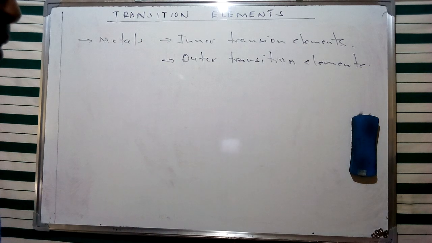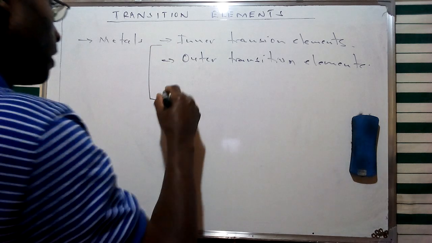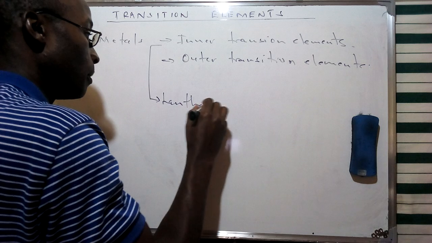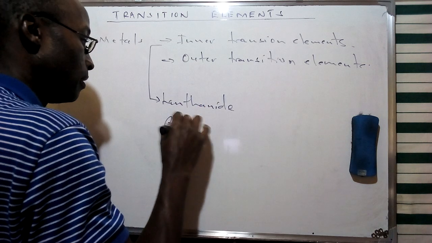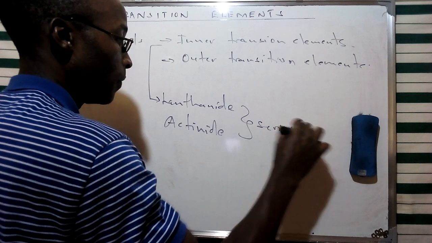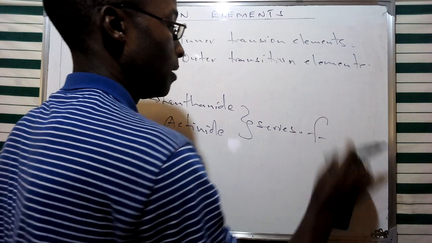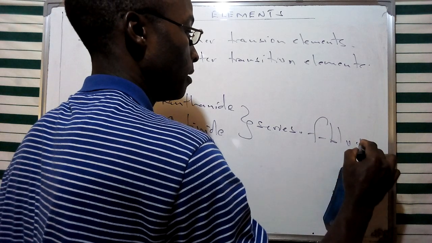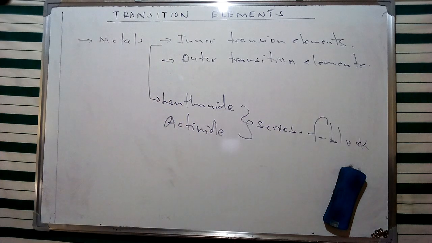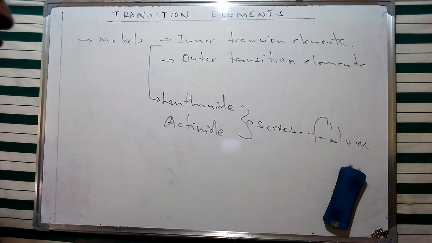So we had stated that these are going to be, especially for the inner transition elements, the lanthanide and actinide series, which are basically referred to as the F block elements. They are an integral part of the D block elements, but we give them as F block elements because their outermost electrons occupy the F subshell.